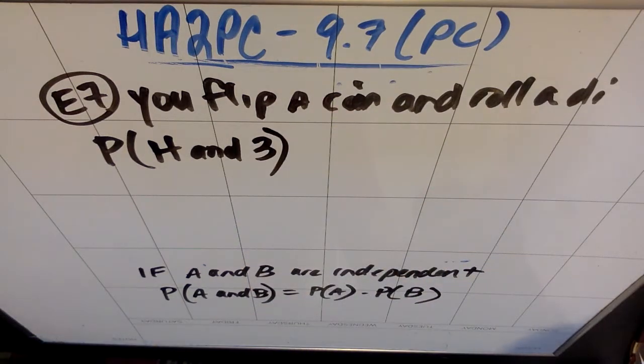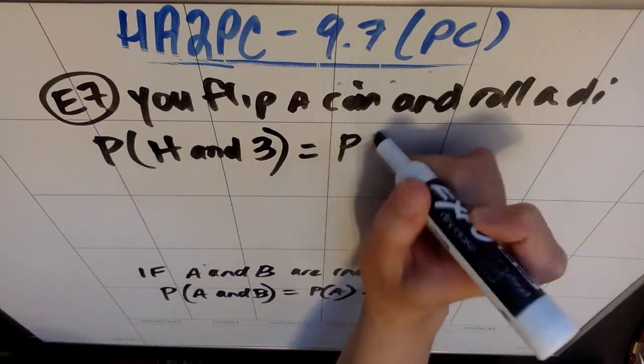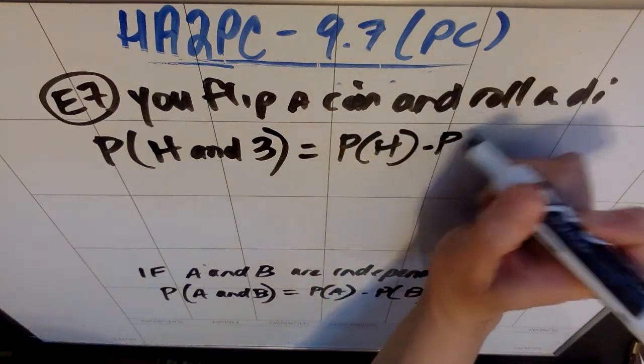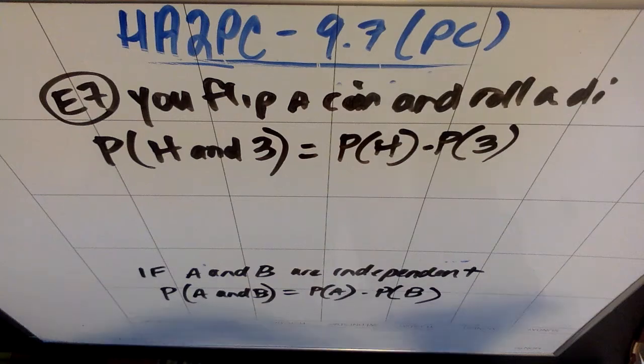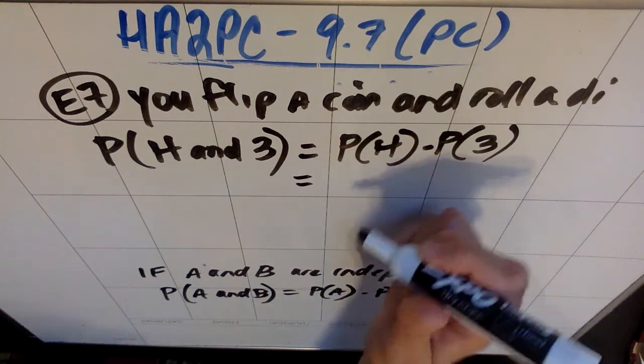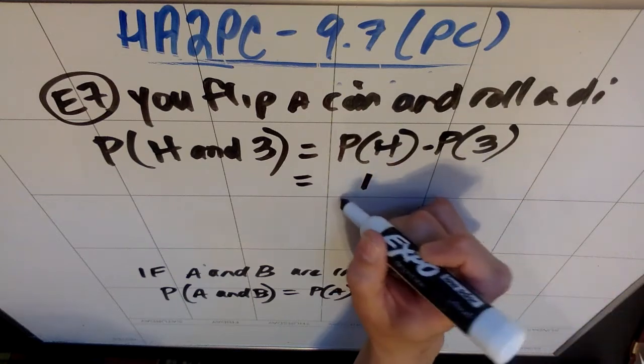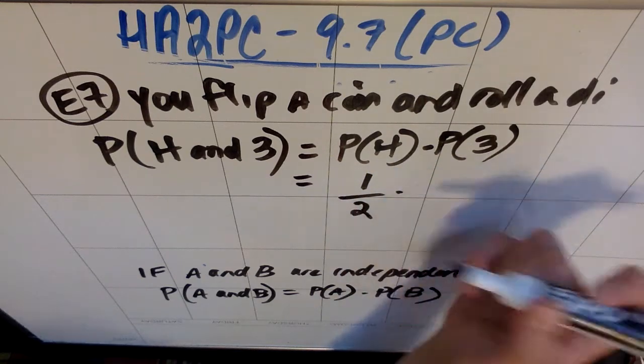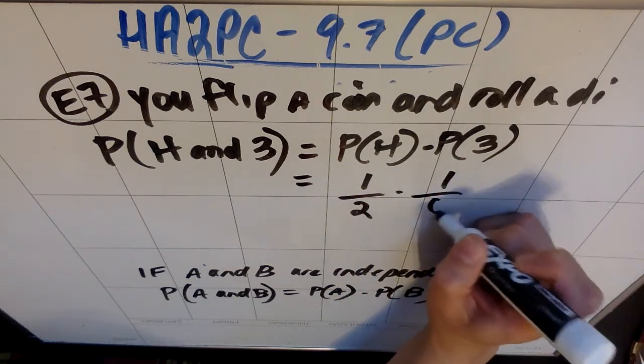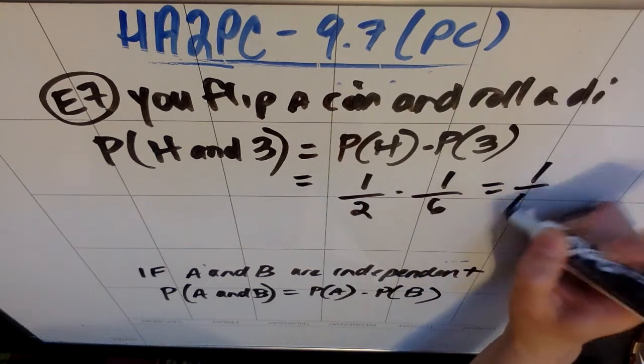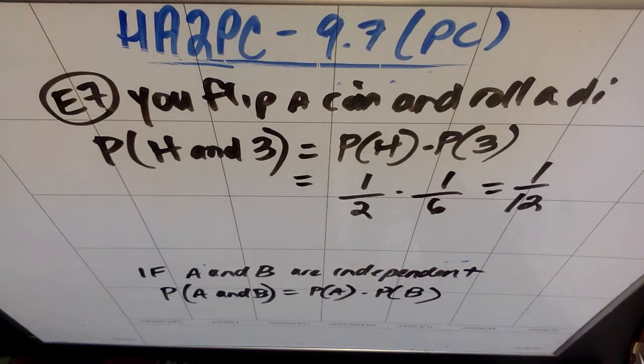What we're going to do is the probability of heads times the probability that you get a 3, because the coin has no impact at all on the die, and the die has no impact at all on the coin. The probability that you get heads would be 1 out of the 2 options of heads and tails, right? And the probability you get a 3 is 1 out of the 6 options, so you're going to get 1/12. So that's the probability of heads and a 3.